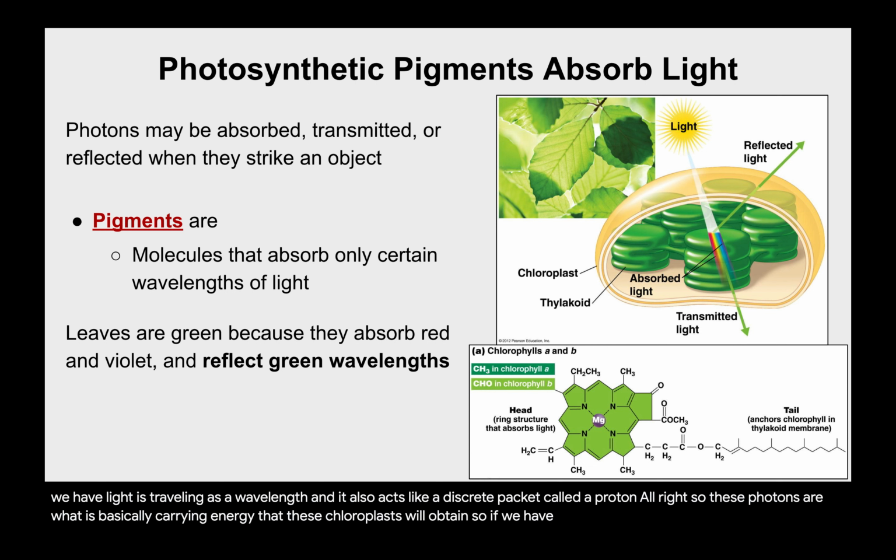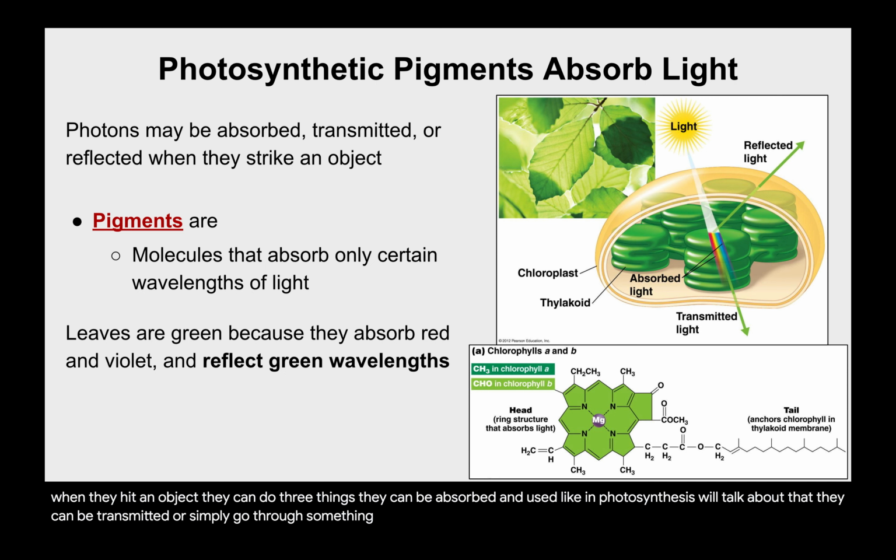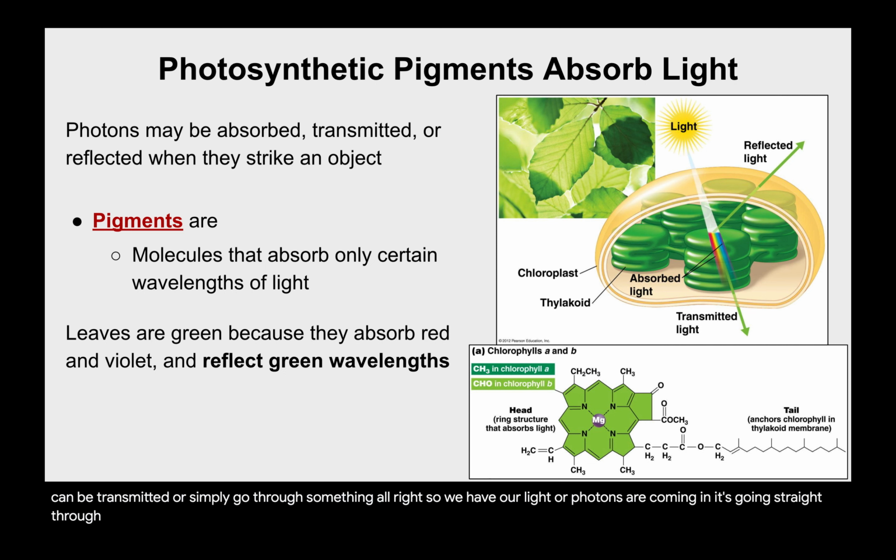So if we have our photons, these discrete packages of light, when they hit an object, they can do three things. They can be absorbed and used, like in photosynthesis; we'll talk about that. They can be transmitted, or simply go through something. So our photons are coming in, going straight through our chloroplast, and not being used. Or they can be reflected: they're coming in, hitting an object, and being reflected back.